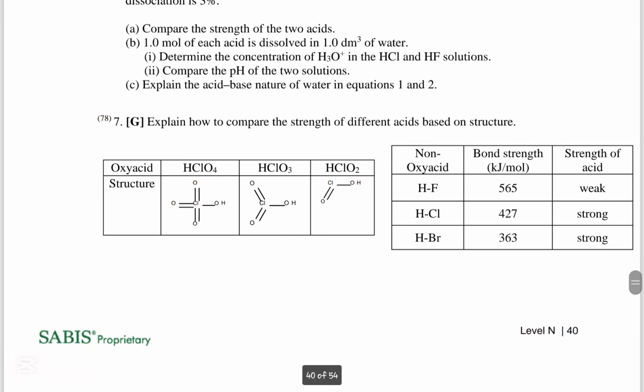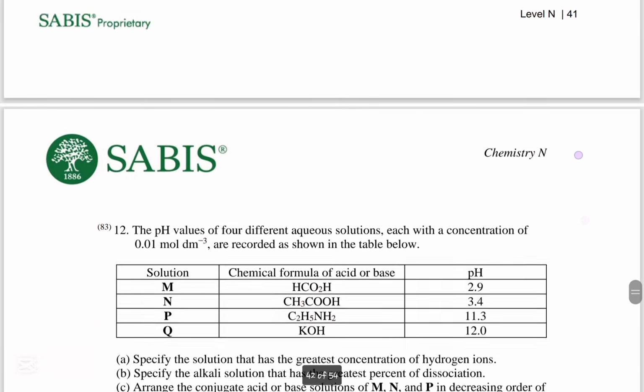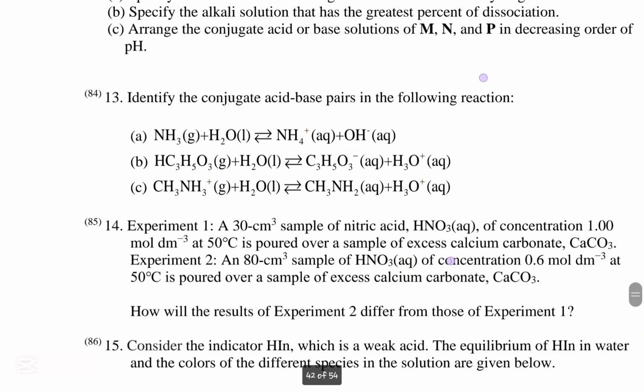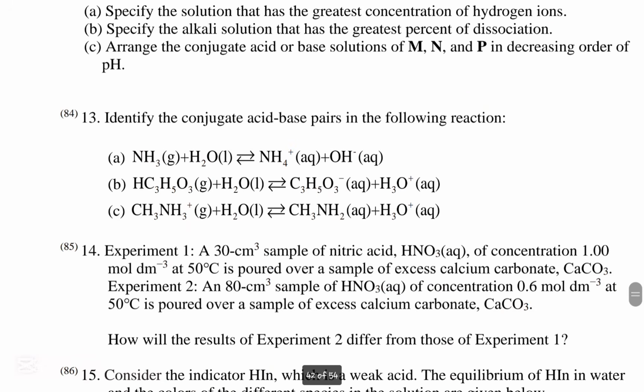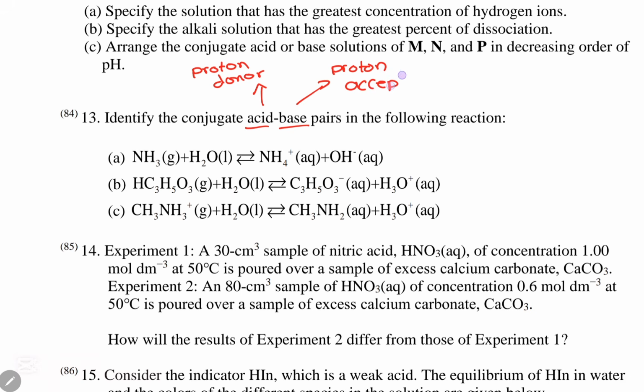So that's it for question number 7. I'll now move on to question 13. What does it say in question 13? It says identify the conjugate acid-base pairs in the following reaction. So, first of all, we need to know the definition of an acid and a base. According to Bronsted-Lowry, the acid is a proton donor, whereas the base is a proton acceptor, right?